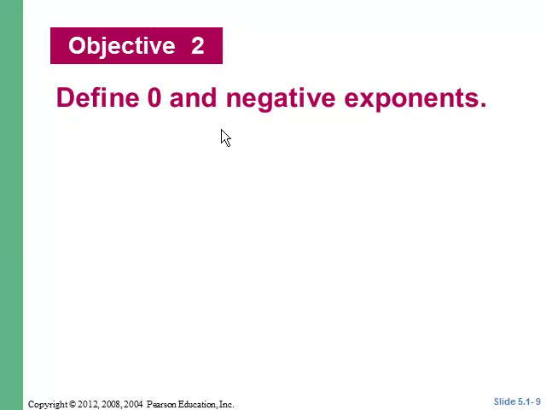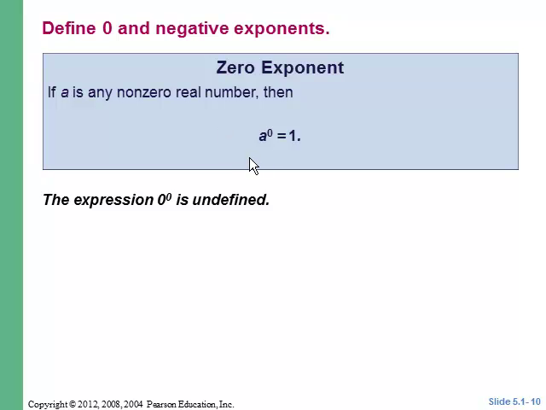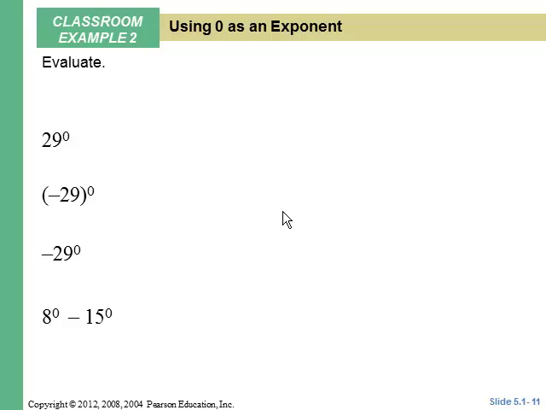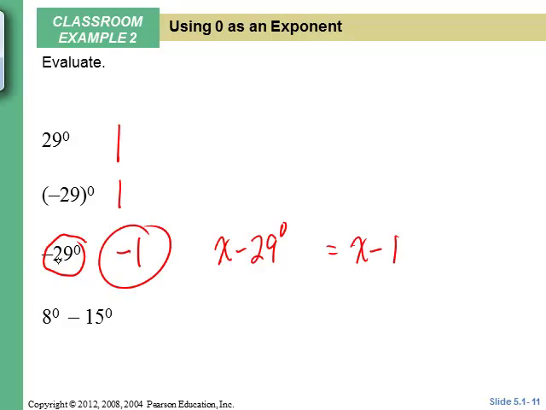Now, if you have a 0 and a negative exponent, what happens? Well, any number to the 0th power is 1, except 0. You can't have 0 to the 0th power. So this will be 1, 29 to the 0th. Negative 29 to the 0th is still 1. This is negative 1. Think about it this way. X minus 29 to the 0th is x minus 1. So this negative sign doesn't go into that number. This is 1 minus 1, which is 0.